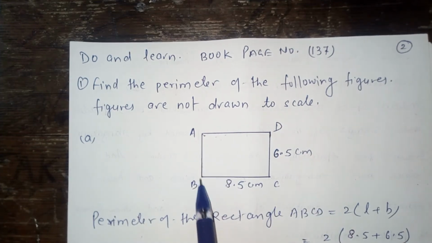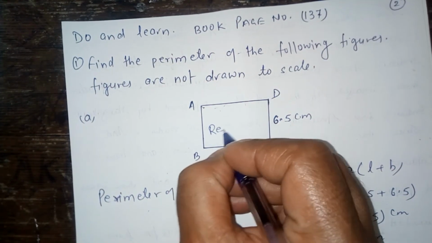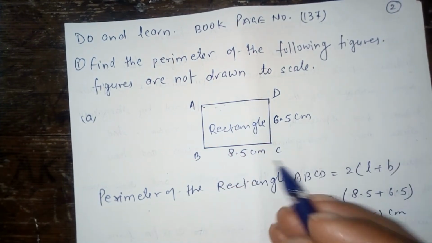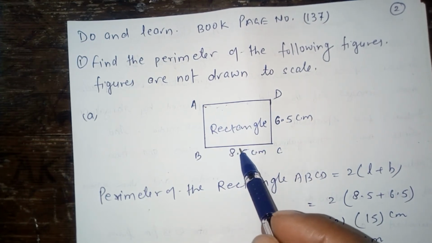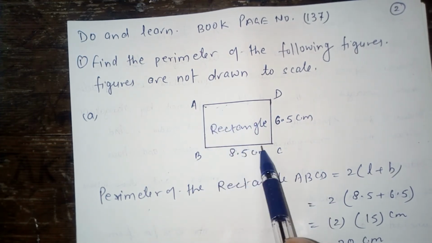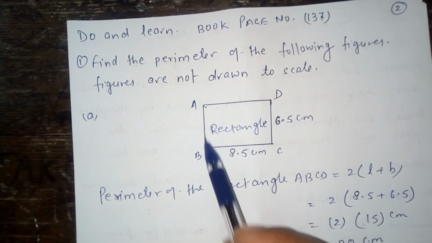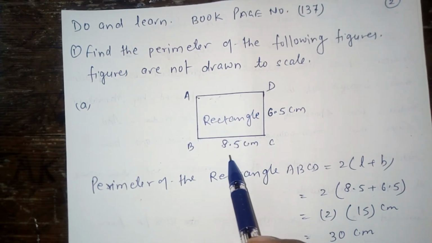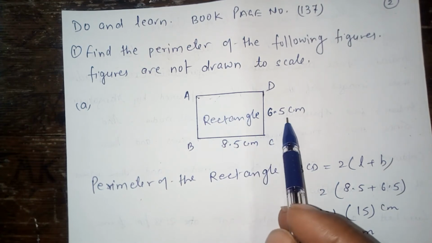Okay. Suppose ABCD. What is this figure? This is a rectangle. Please keep in mind, in a rectangle only opposite sides are equal. Suppose AD and BC are equal in length, and DC and AB are equal in length. In this rectangle, length is 8.5 centimeter, breadth is 6.5 centimeter.